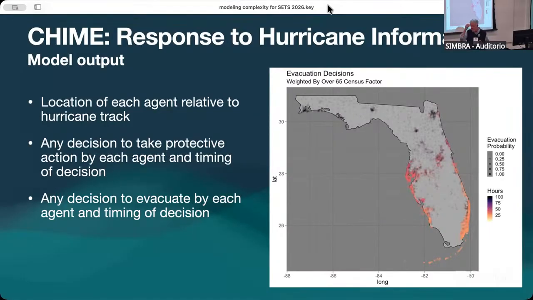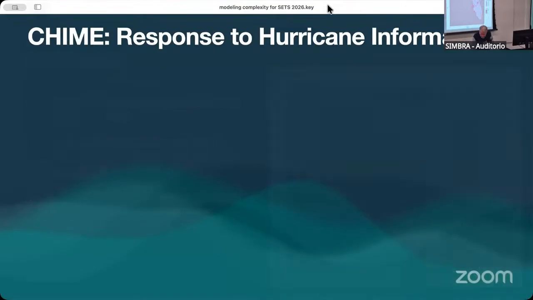But the big question we had is, this looks cool, but are we even close to matching what's really going on out there? And then recently, we actually got some data to help us do that.